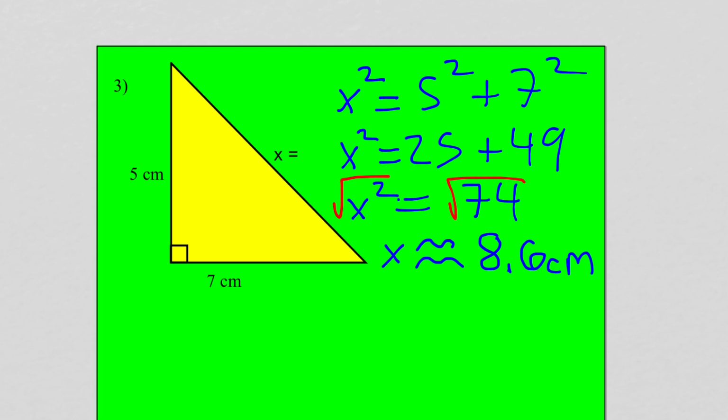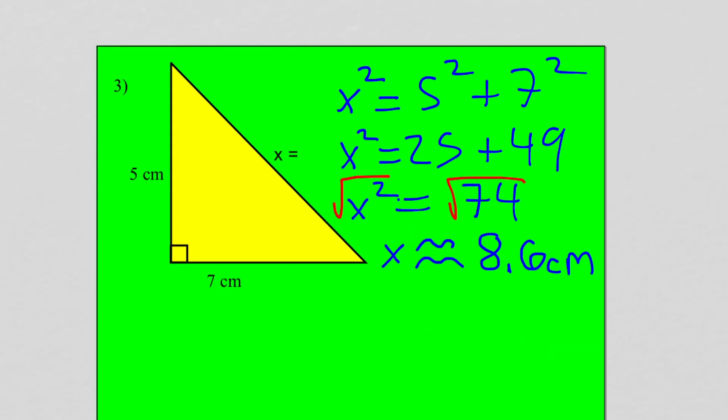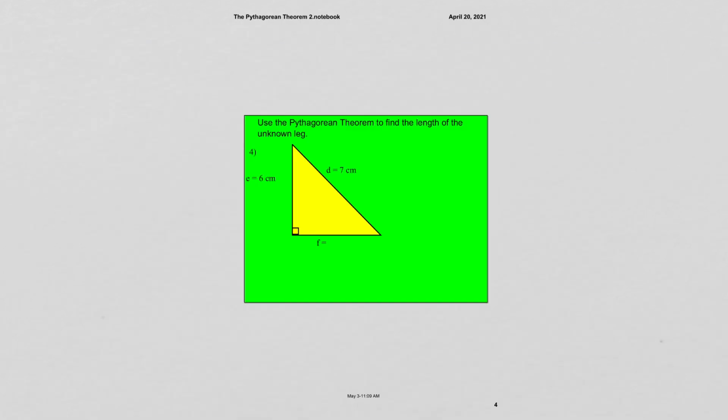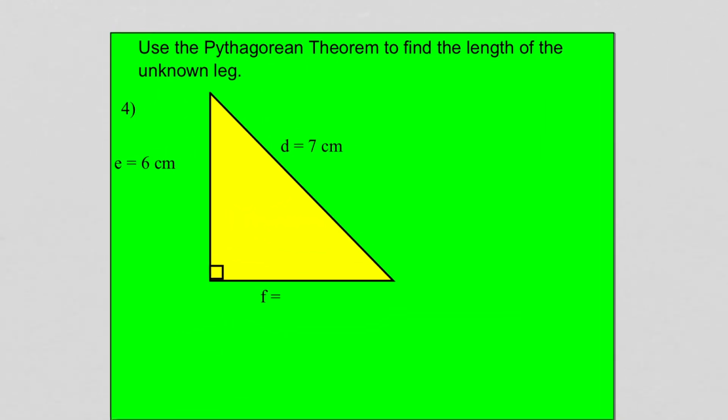Okay, so in all three of these questions, we were finding the length of the hypotenuse. Let's look at something that's a little bit different now. These three questions say use the Pythagorean theorem to find the length of the unknown leg. So check this out. The Pythagorean theorem always says the square of one leg plus the square of the other leg is equal to the square of the hypotenuse. This time, we don't know the length of one of the legs.